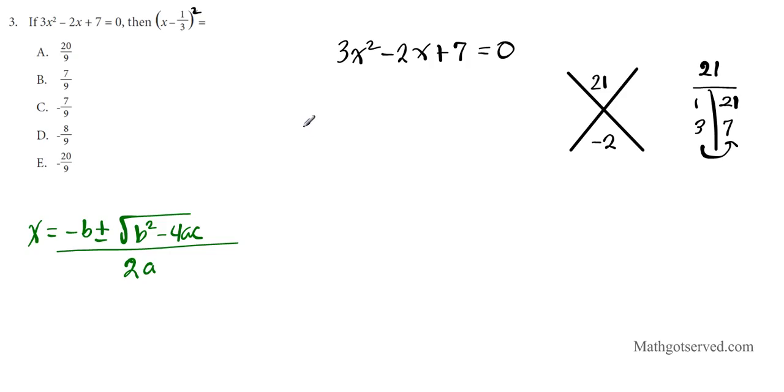So what I need is a. A is 3, because that's a right there. What is b? Negative 2, right? And then c is 7. Now you have to be careful when determining a, b, and c. You have to make sure that this is in standard form.